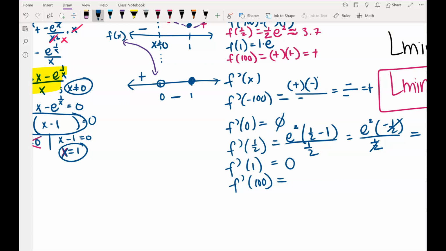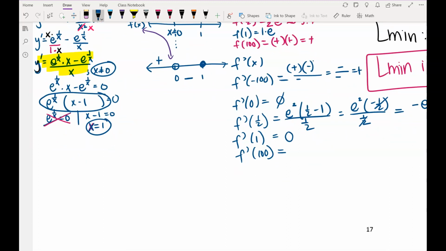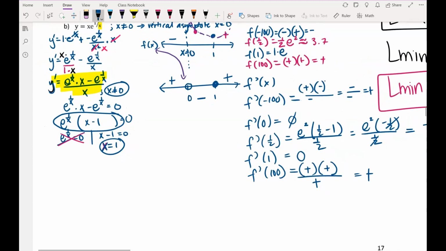Then we're going to pick 100. E to the 1 over 100 is positive. 100 minus 1 is also positive. All over x as the denominator, that's positive, so this is positive. So that's all positive right there. Let's answer all the questions that they asked us earlier.